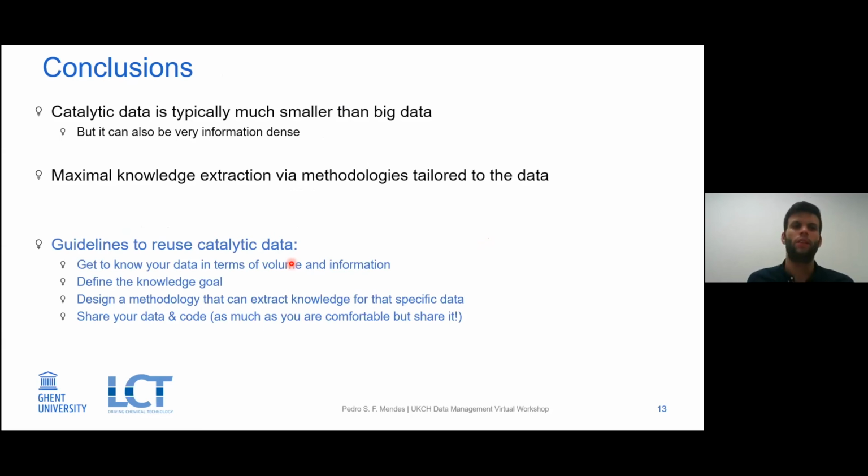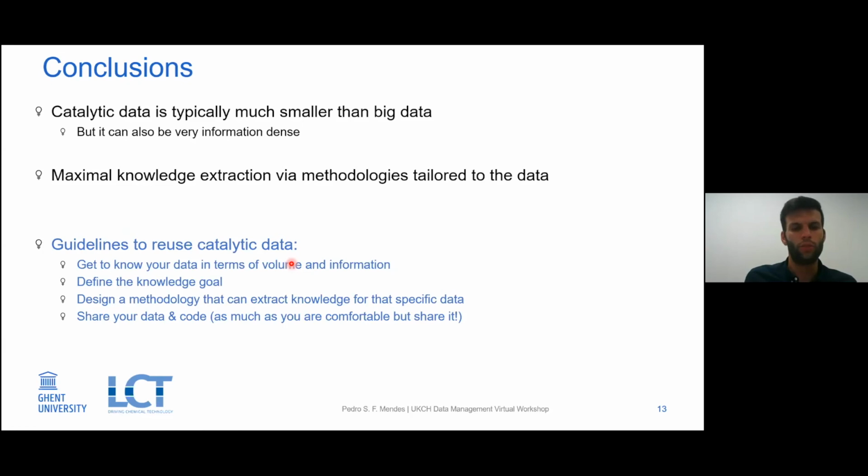So I hope it became clear that catalytic data is typically much smaller than big data, but it can be very information dense, depending on the way you acquire it and which type of parameters were played with. Maximal knowledge extraction for any kind of data can only be obtained if you tailor the methodology or the tool to the data itself.